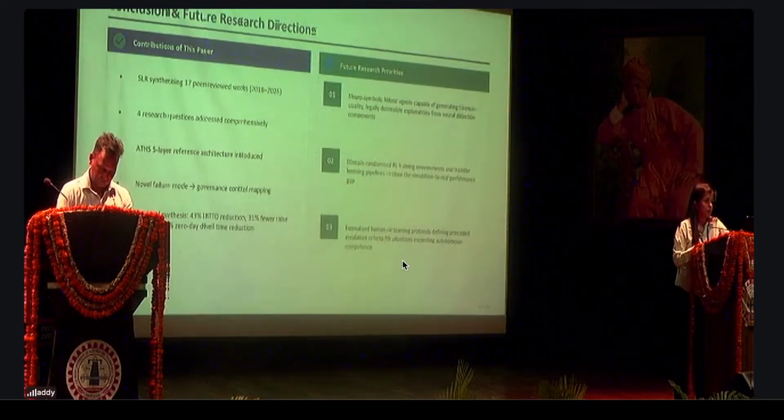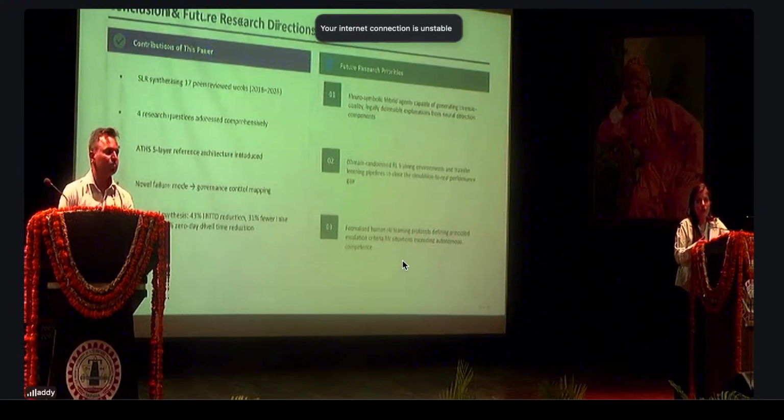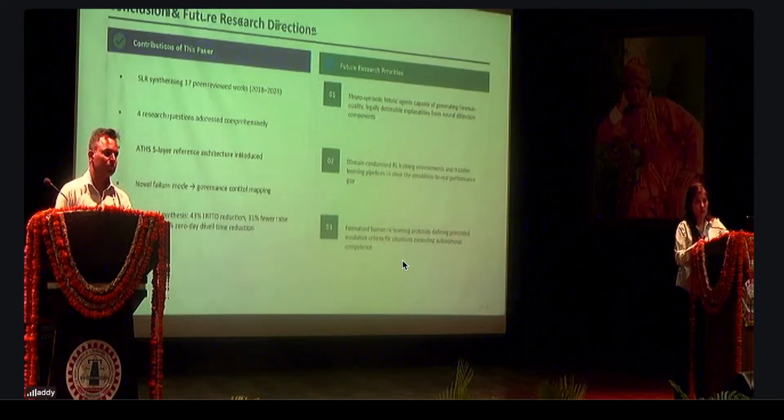Then we have domain randomized RL training, which is basically done for a specific domain, so that agentic AI systems can be used in different domains. Their answer should also be domain specific in certain areas. Then we have formalized human-AI teaming protocols.